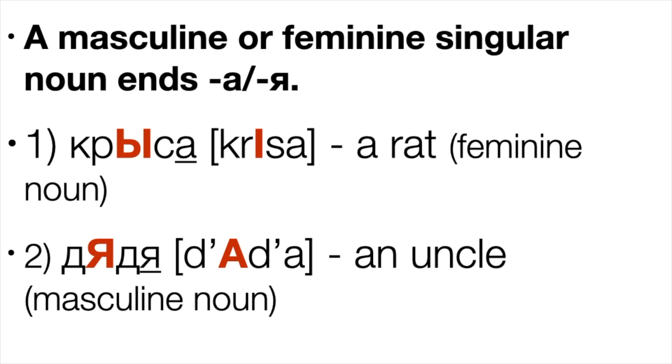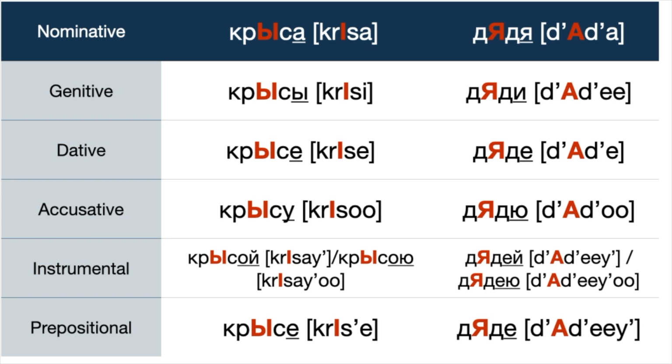It's high time to get acquainted with the endings of the cases. You have to remember that if a masculine or feminine singular noun ends in a or ya, for example, крыса, a rat, or дядя, an uncle, then they have the following endings. Let's have a look at them. The word крыса has the letter a at the end. Nominative, крыса. Genitive, крысы.